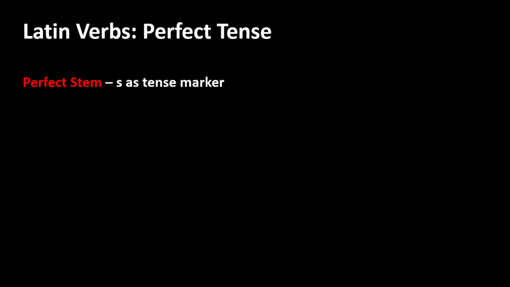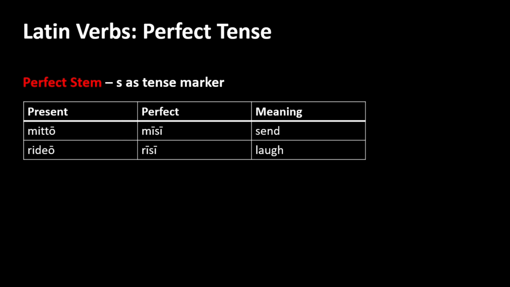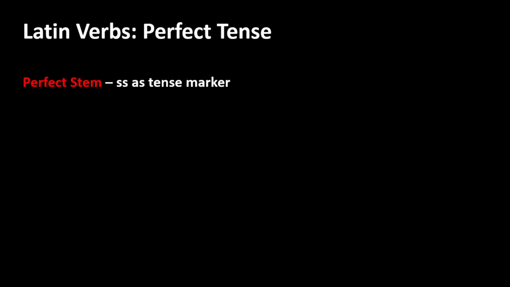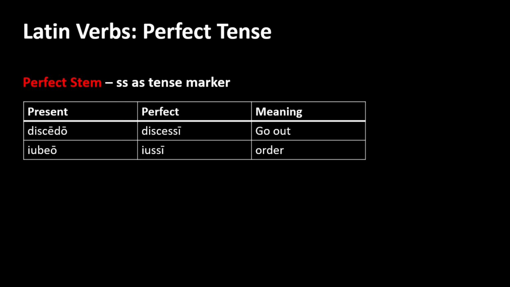Here are some verbs where S becomes a tense marker. Mitto becomes misi. Change of root there as well, a lengthening of the vowel. But the most noticeable change for us, especially in those texts where there are no markings of quantity above vowels, is the addition of an S, the change of T to S. Or rideo becomes risi. Here are some of those verbs where double S becomes the tense marker. Discedo becomes discessi. Iubeo becomes iussi.